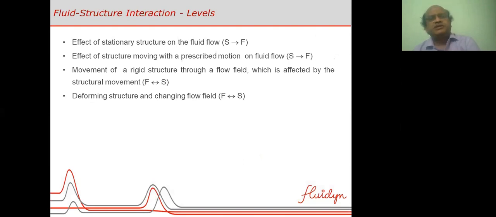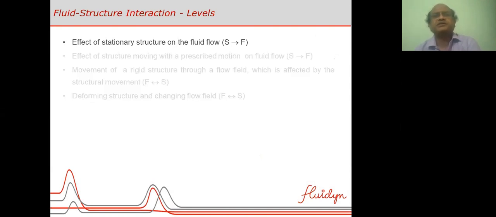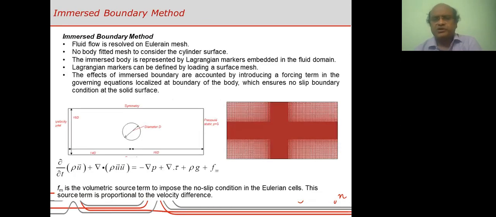So there are different levels of the fluid structure interactions. First, the simplest one we can say in terms of fluid structure interaction is the effect of stationary structure on the fluid flow. You have already solved various problems involving this. In this case, the flow domain remains the same. Actually, when we look at the fluid flow problem, we solve the flow field or the flow variables in a domain bounded by solid or structural walls. So essentially, all the problems are fluid structure interaction problems.